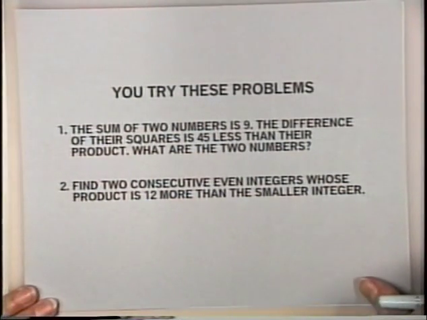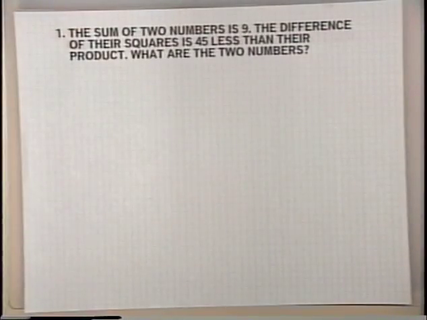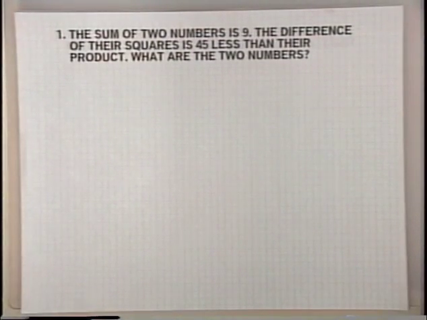Let's take a look and see how you did on these problems. Your first problem says the sum of two numbers is 9. The difference of their squares is 45 less than their product. What are the two numbers?